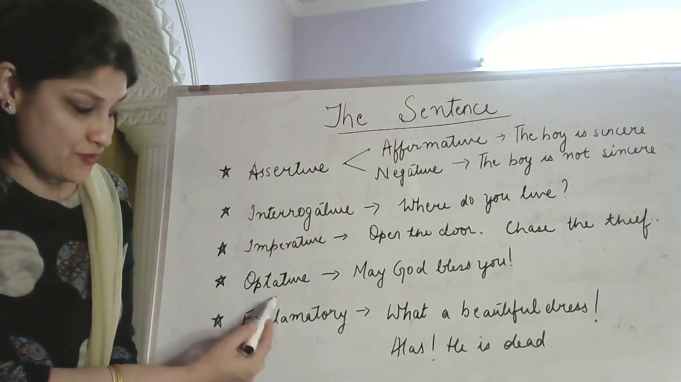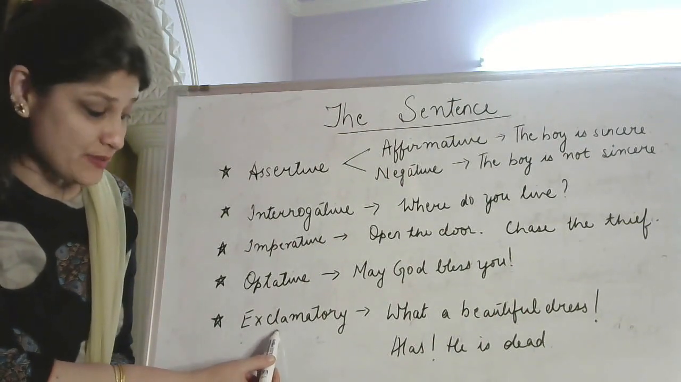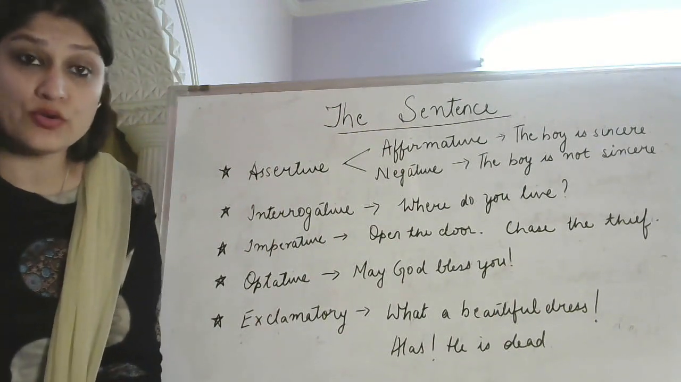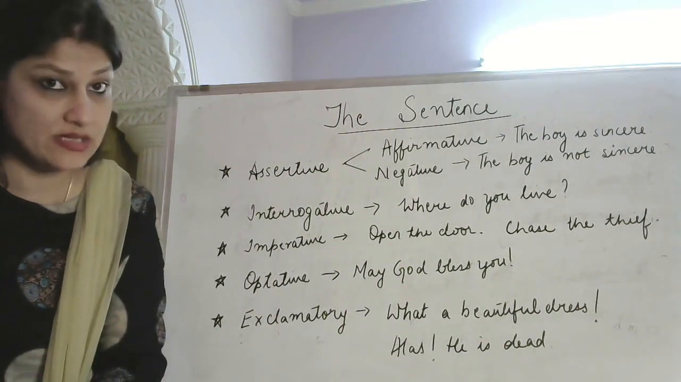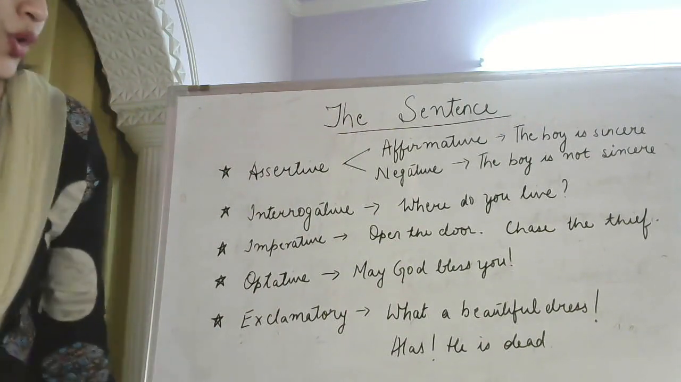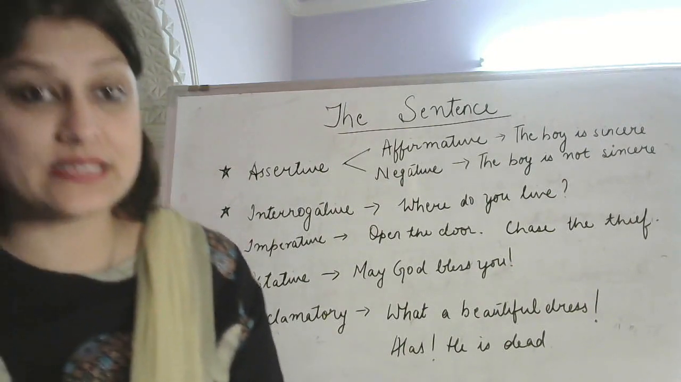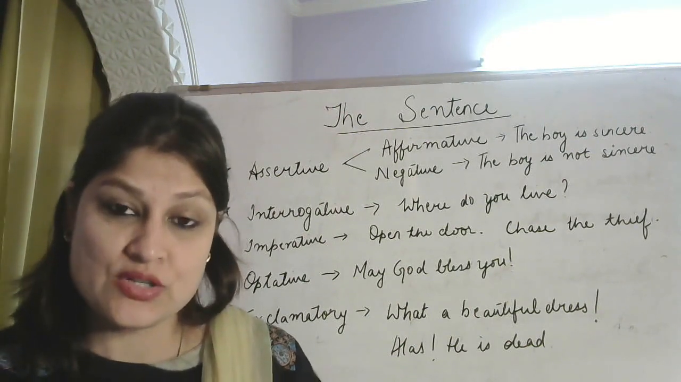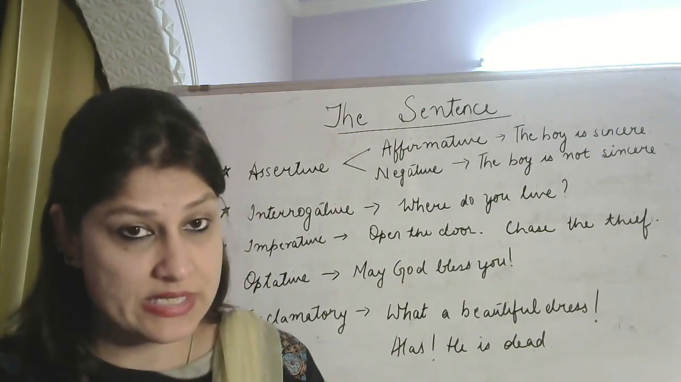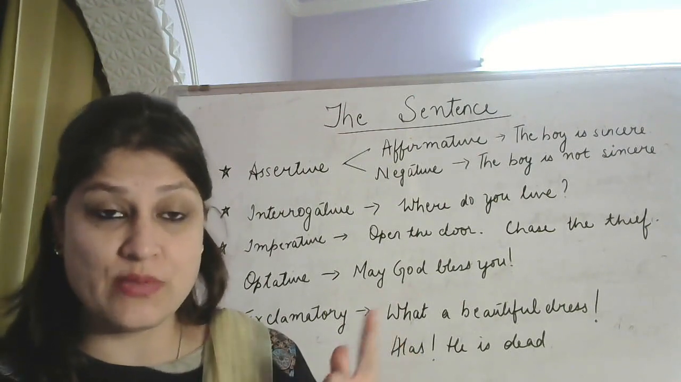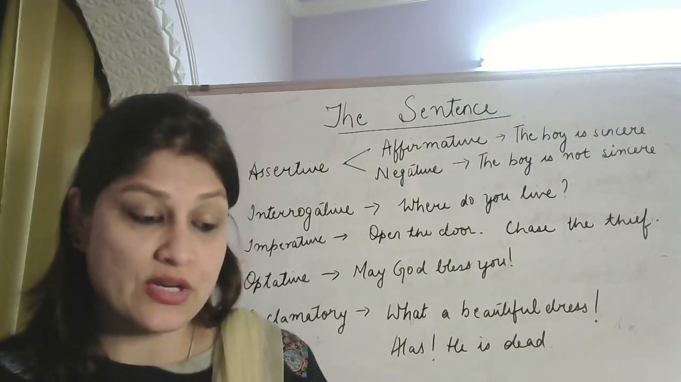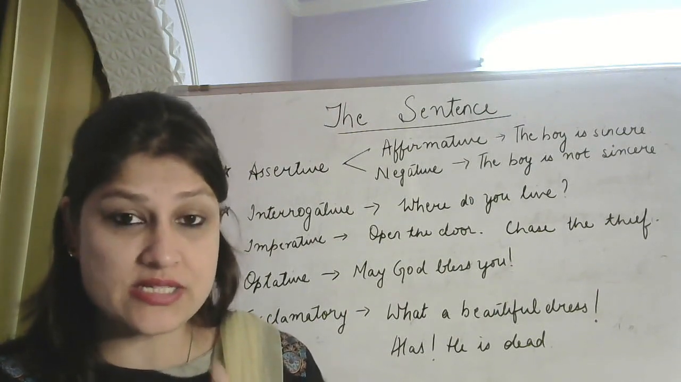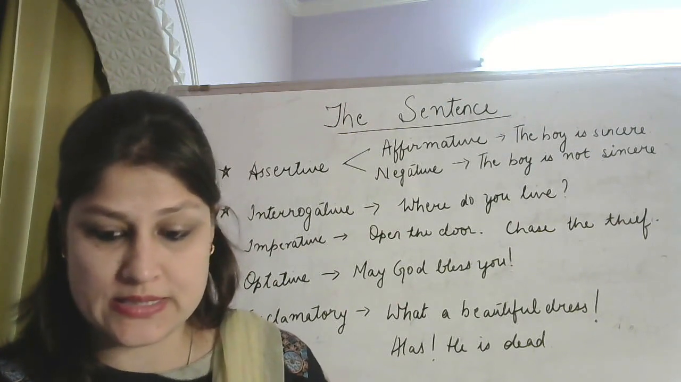After that optative, we have exclamatory. Exclamatory, I'm sure you understand, is the sudden burst of feelings, or how you express your sudden feelings. For example, what a beautiful dress, alas, he's dead. Now, all these sentences again show the sudden feelings. So, these are the exclamatory sentences. Again, exclamatory mark is very important. There are words like oh, wow, hooray, bravo. All these are your exclamatory words.